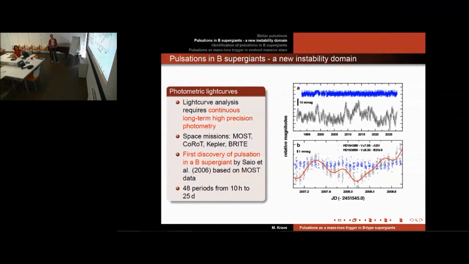And by analyzing this light curve, Saio et al. found that this star presents 48 different periods, and they range from about 10 hours to 25 days. And this line in red is the combined fit of all these 48 periods to the observed light curve.